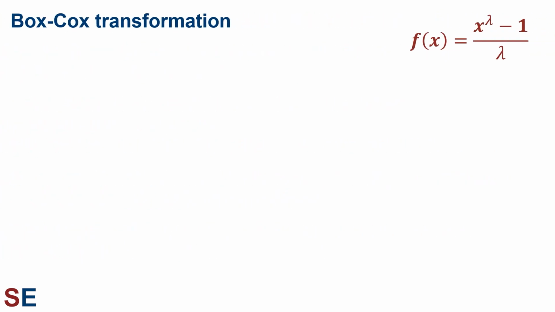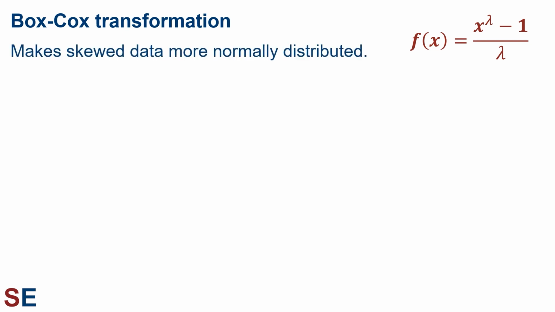The next transformation is called the Box-Cox transformation, which uses the equation shown. f of x equals a fraction where the numerator is x raised to a chosen power lambda minus 1, all divided by the lambda term. This transformation is similar to the previous ones in that its main benefit is making skewed data more normally distributed.